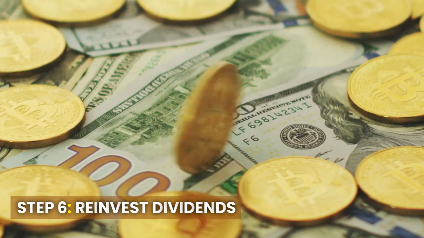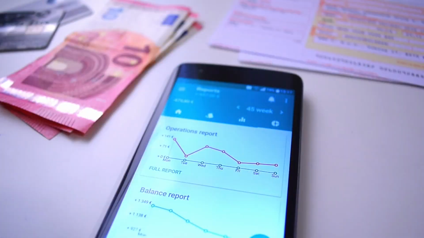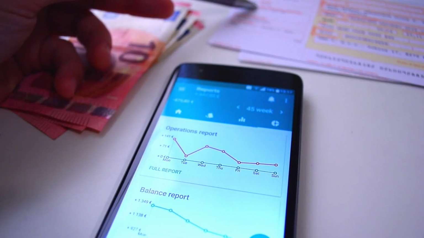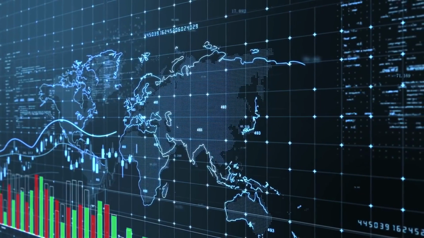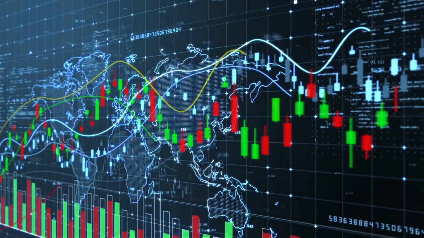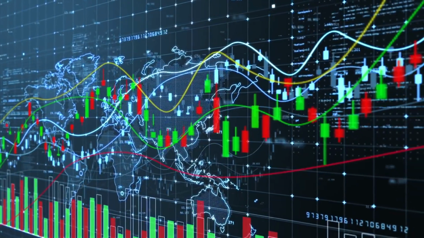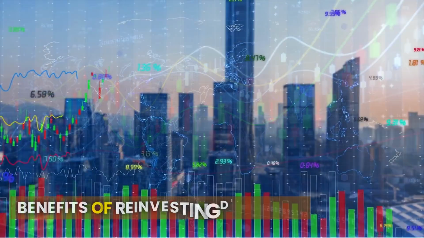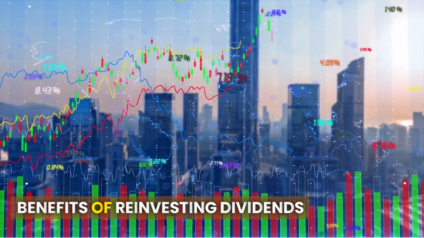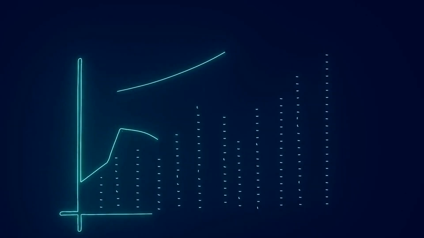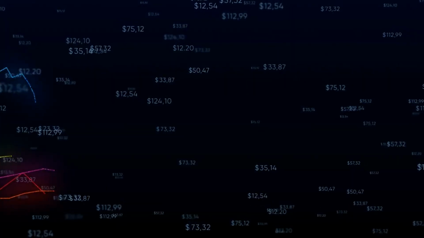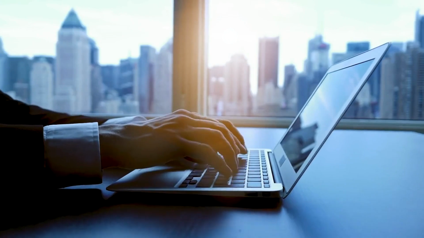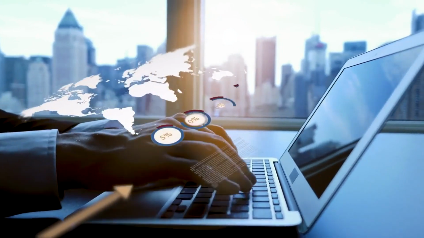Step 6. Reinvest dividends. One of the most powerful strategies for growing your high-yield dividend portfolio is reinvesting your dividends. Dividend reinvestment plans, DRIPs, allow you to automatically reinvest dividends into additional shares of the stock, compounding your returns over time. Benefits of reinvesting dividends: accelerates portfolio growth through compounding, increases future dividend payouts as your share count grows, reduces transaction fees by automating the reinvestment process.